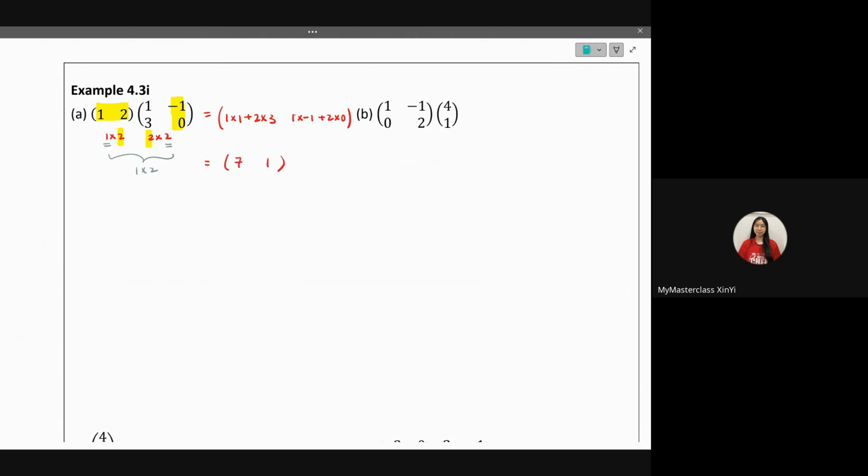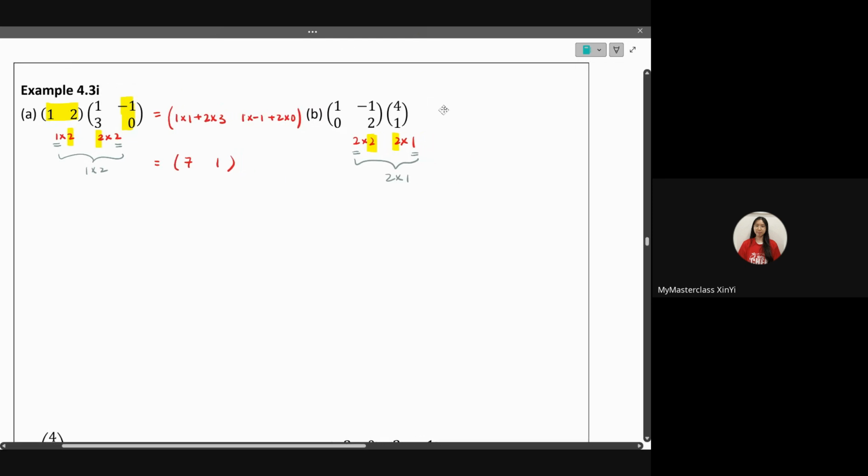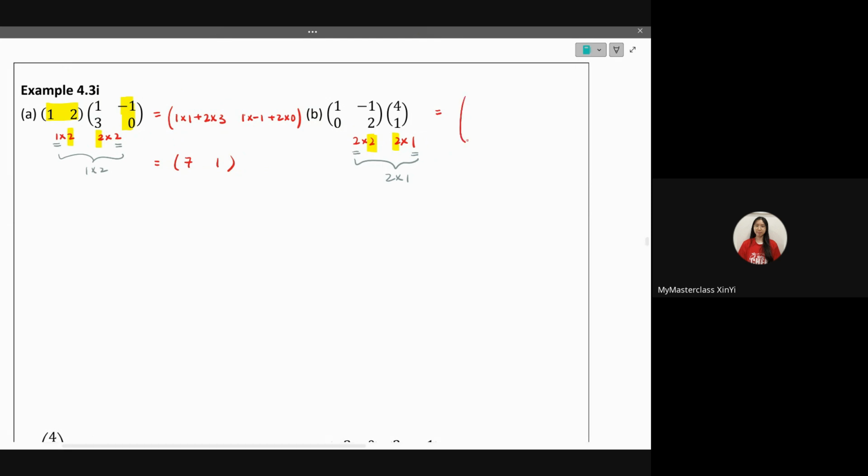Now for this one, again, check this is a 2 by 2 and this is a 2 by 1. So the middle matches, so your outcome is a 2 by 1 matrix. Over here, this should be 2 rows and 1 column. Now let's do it step by step. So this and this one first. Row 1, column 1: what is the entry for row 1, column 1?